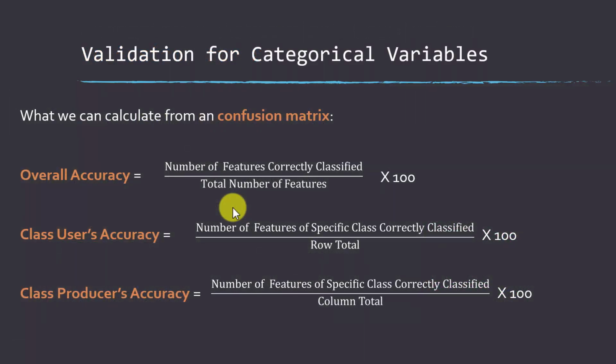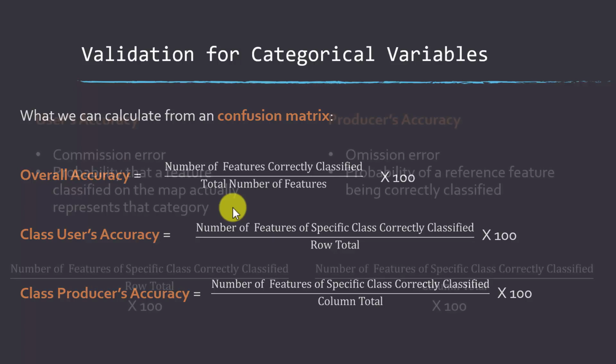From an error matrix, there's multiple measures that can be calculated. The simplest is the overall accuracy, which is just simply the number of features that were correctly classified divided by the total number of features times 100. So if you had 800 validation samples and 81 of them were correct, then you'd have an 81% overall accuracy. In the next slide we'll look at users and producers accuracy, which breaks down the components of error for a specific class. So one of the issues with the overall accuracy is it doesn't really tell you where the confusion is. So we have to have other measures at a class level.